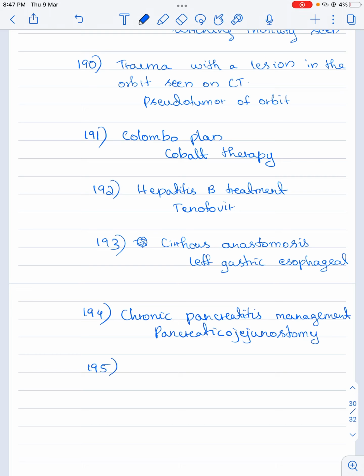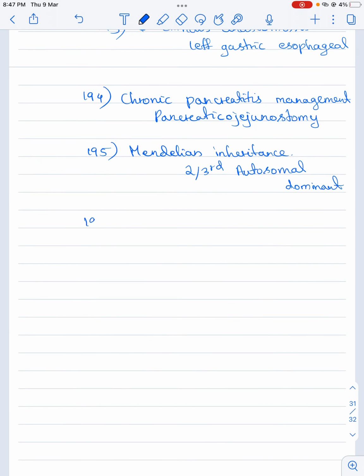Next question. This is a factual based question regarding Mendelian inheritance. It's a very factual based question, and I think the answer is 2/3 is autosomal dominant, but it's a very factual question, so even I am confused. Next question.